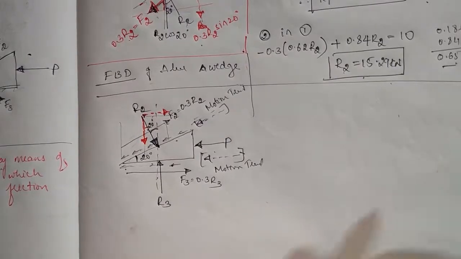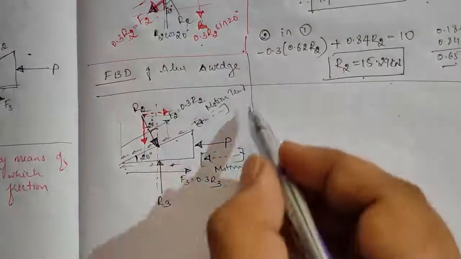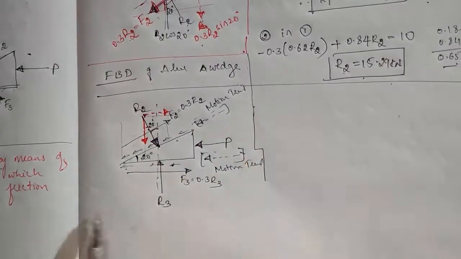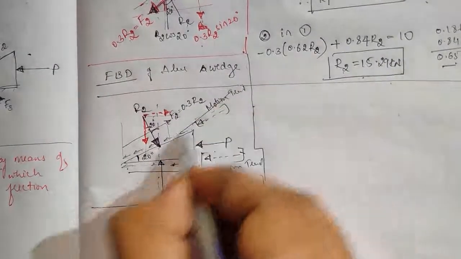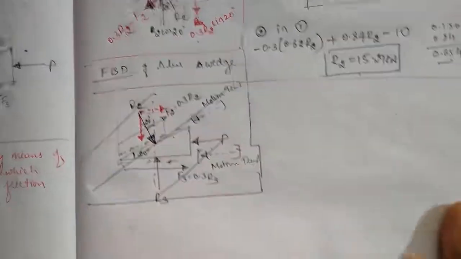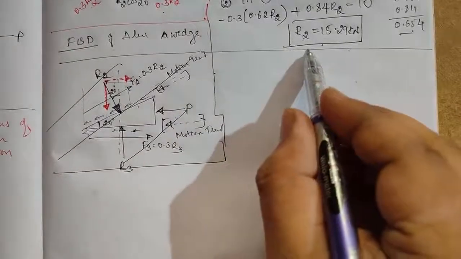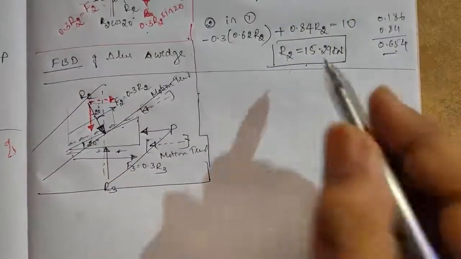Sorry, I forgot to resume the video. I'll write again, don't worry. So what we found: R2 is equal to 15.29.